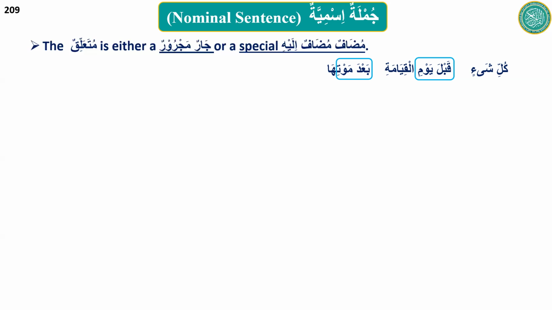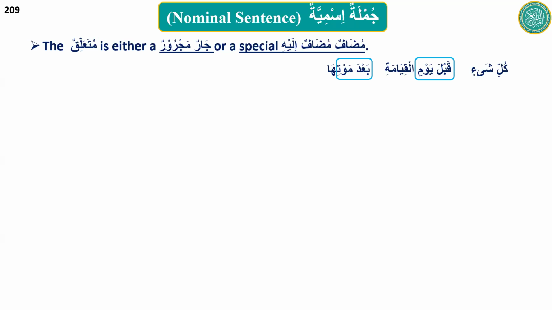So, three parts of the jumla ismiya. Mubtada is a starting noun. And then khabar, which is supposed to be marfu'. And then if you see a jar majroor or a special mudaf, mudaf ilayh, then we label it as muta'alliq. That's its name. So there are three components: mubtada, khabar, and muta'alliq, which is mostly about the khabar. Mubtada and khabar are marfu', they already match in status, and they also match in gender and number.